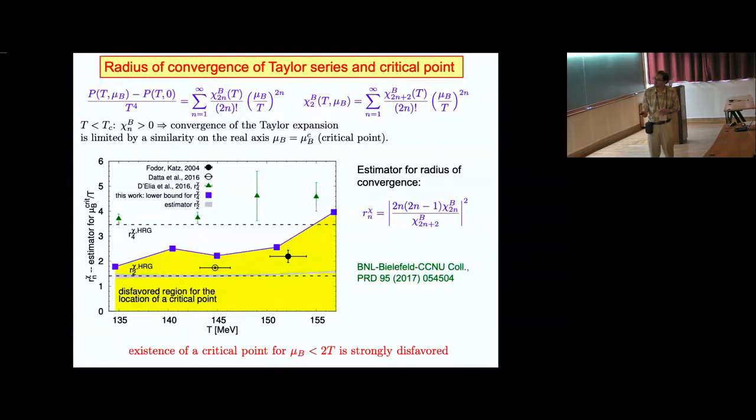So at least what we could say currently from the lattice results on the Taylor expansions is that the existence of a critical point for mu_B smaller than 2T is disfavored by the lattice data. But of course, that's based on truncating the Taylor expansion at sixth order, so you always have this problem that you try to make an asymptotic statement based on very few numbers in the expansion. So there is this caveat. Okay, so my time is up more or less, and I stop here and please ask questions.